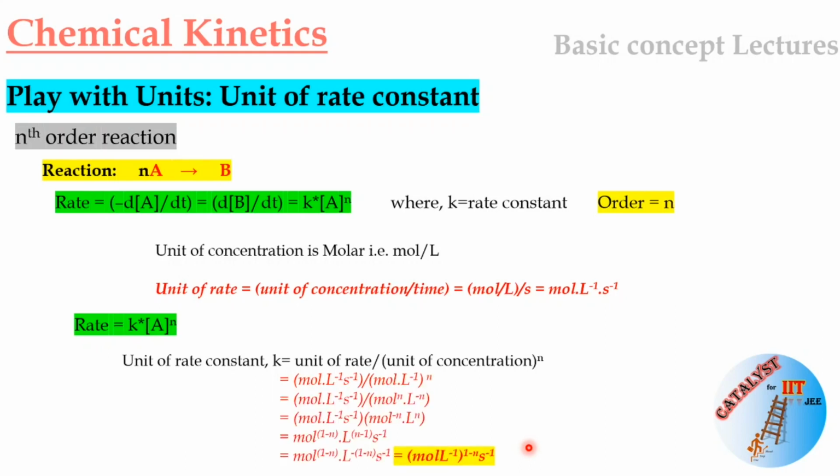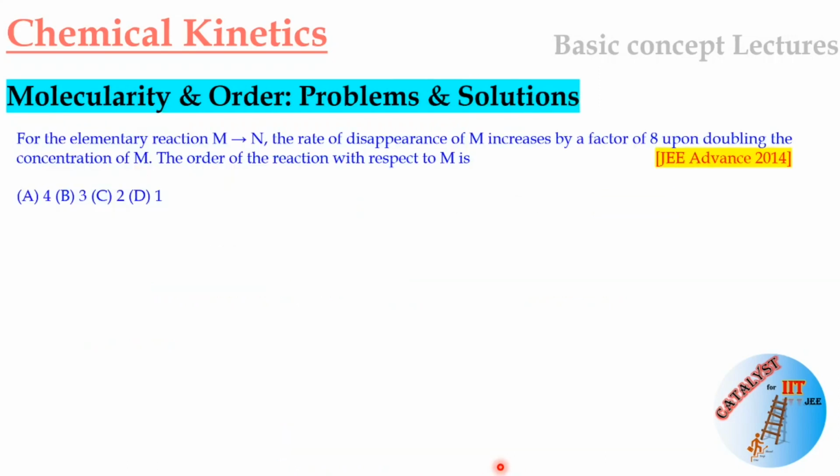So it clearly matches with the expectation, right? So this is the point you need to remember, that for any order reaction, for nth order reaction, the unit of rate constant will be (mole liter inverse) whole to the power 1 minus n, second inverse.